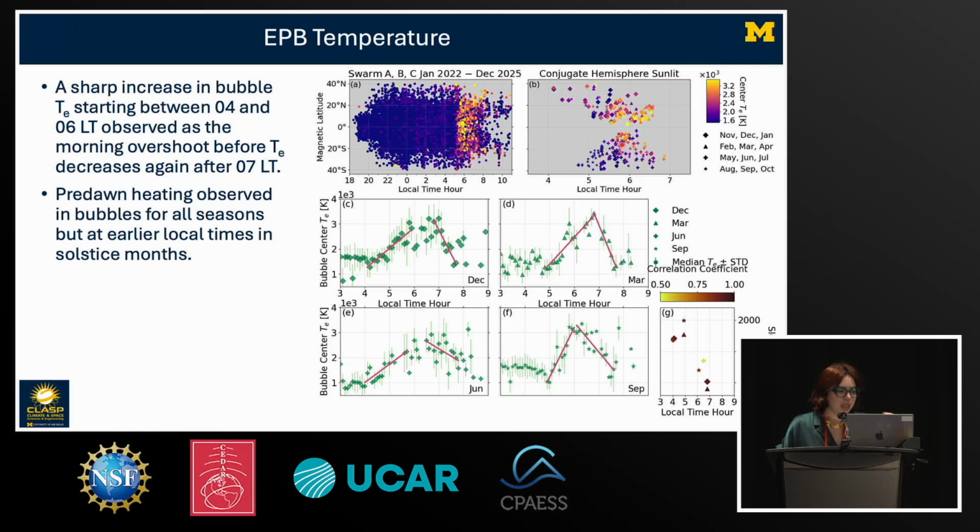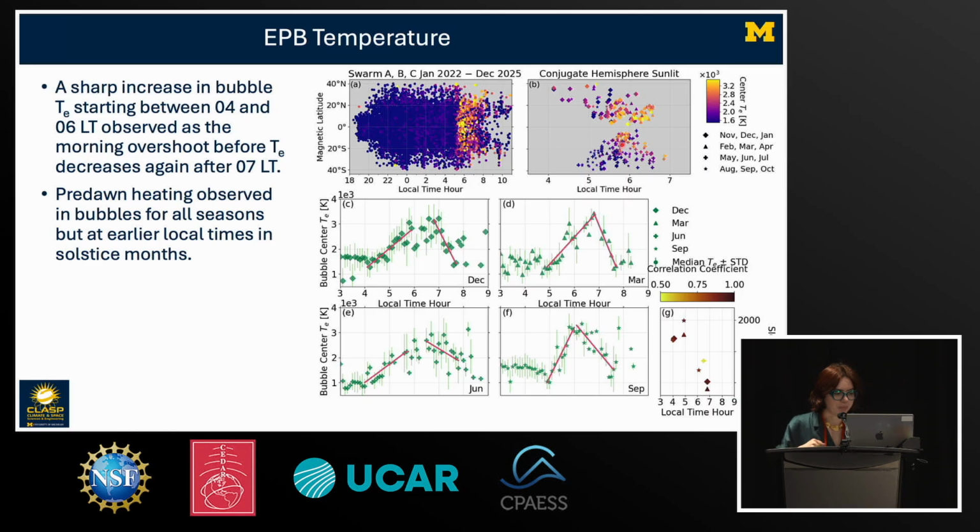We also looked at the bubble temperature. On the top panel, letter A, we have the magnetic latitude versus the local time. You can see, hopefully, that we have a sudden increase in temperature between 4 and 6 local time, and it starts to decrease again towards 7 to 10 local time. This is indicative of the morning overshoot that we see in the background.